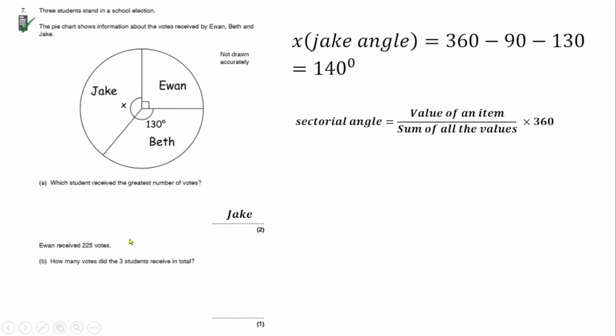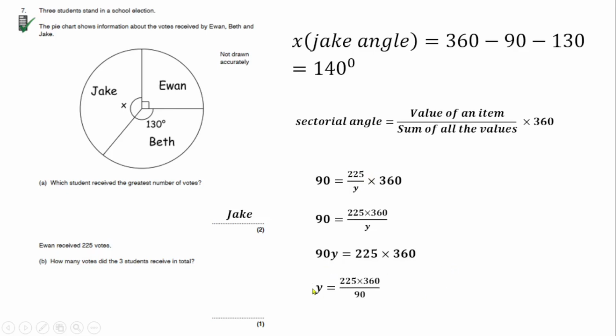So we'll have 90 equals 225 over y times 360. If you simplify this, cross multiply, you have this. Then divide both sides by 90, you have y to be 900. So there are 900 votes for all three of them. So that's the solution for that question as well.